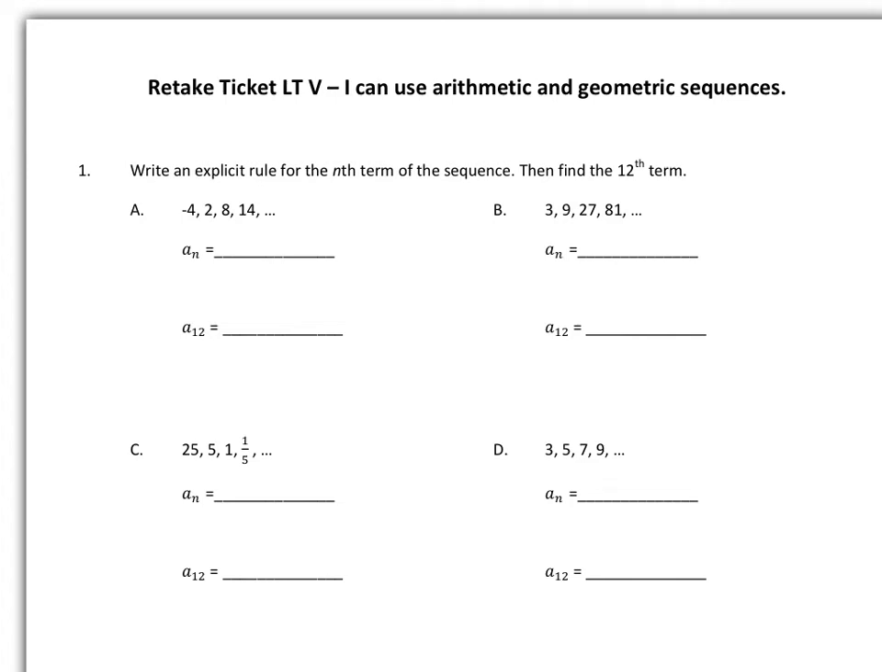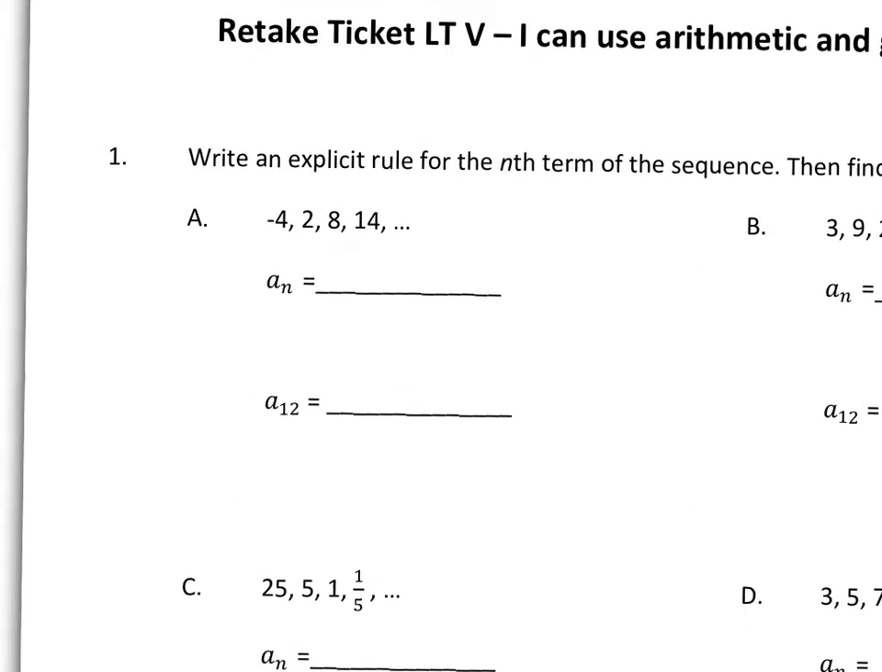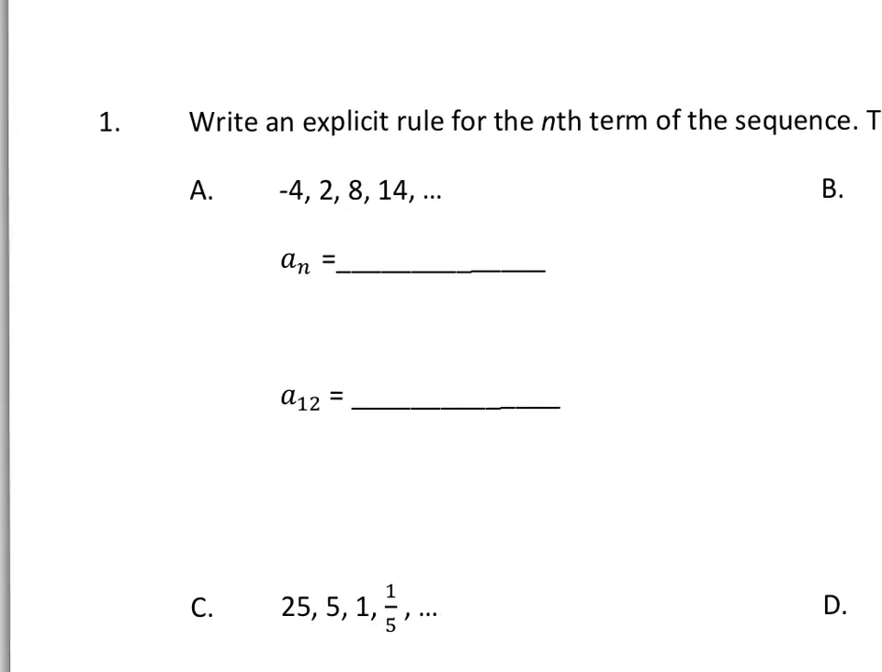Hello, this is the retake ticket for learning target V on using arithmetic and geometric sequences. We're going to look at some questions here together. It says, write an explicit rule for the nth term of a sequence and then find the 12th term. So if we focus on question A here, the first thing we want to do is identify the right pattern.